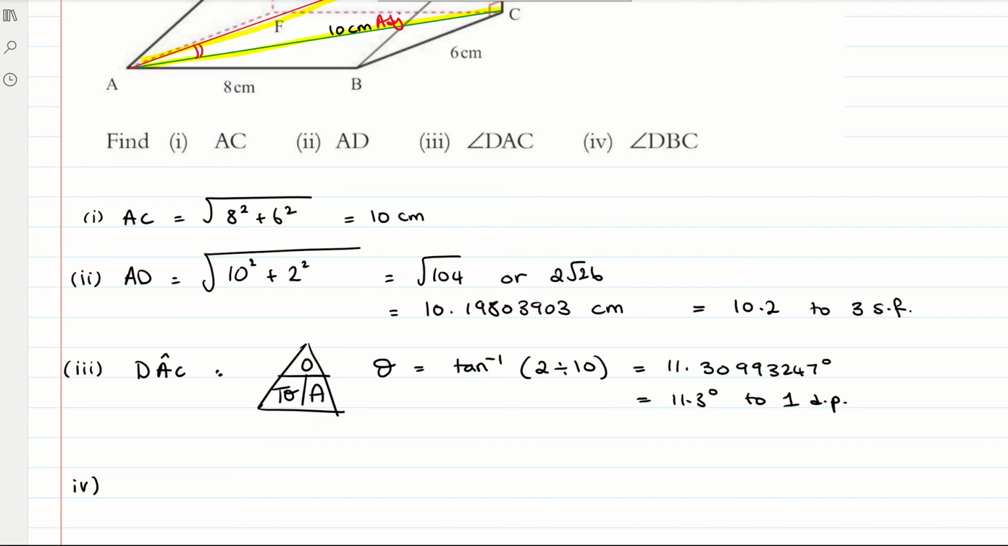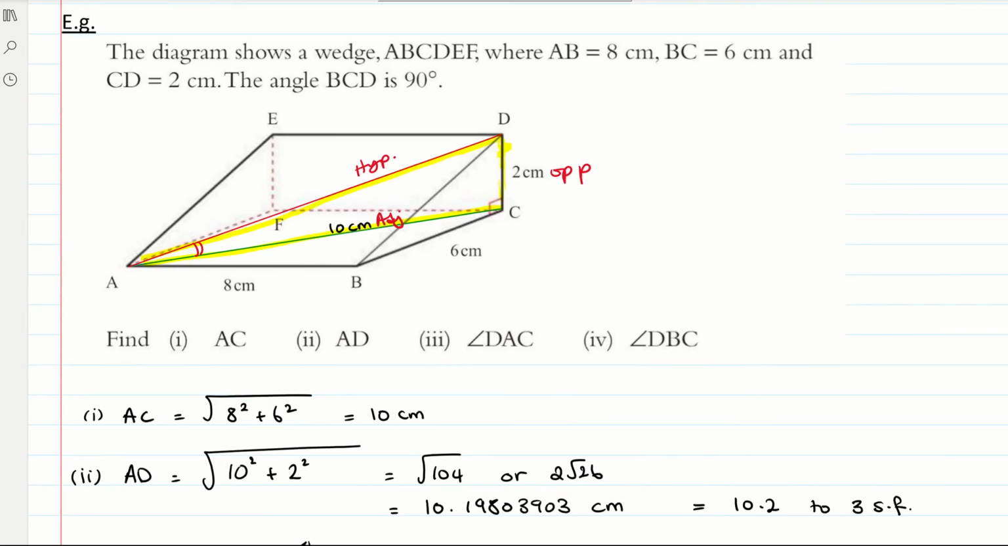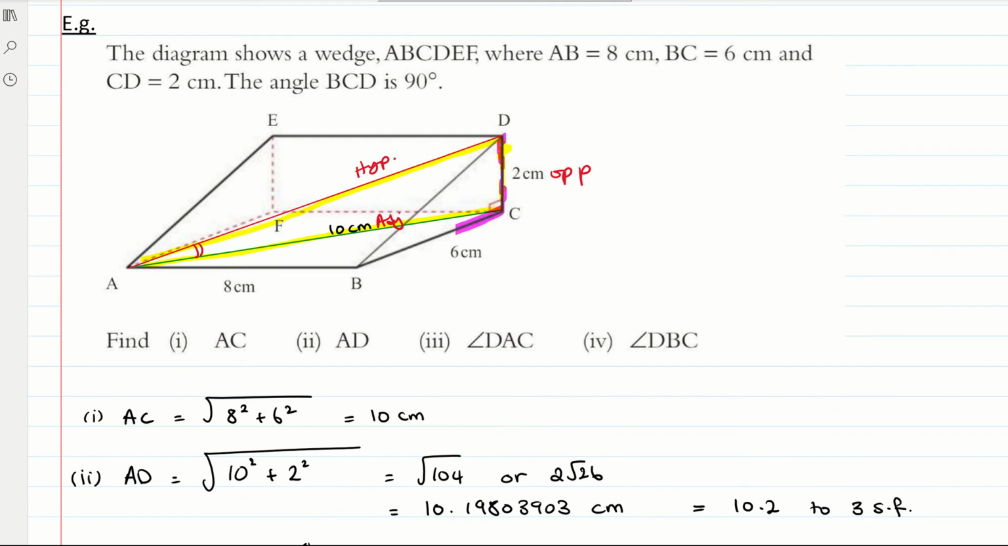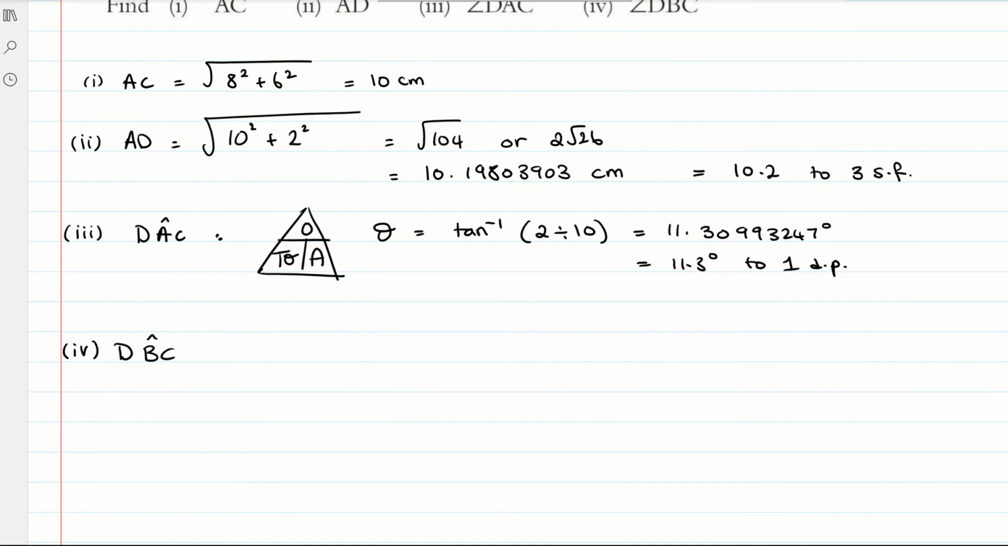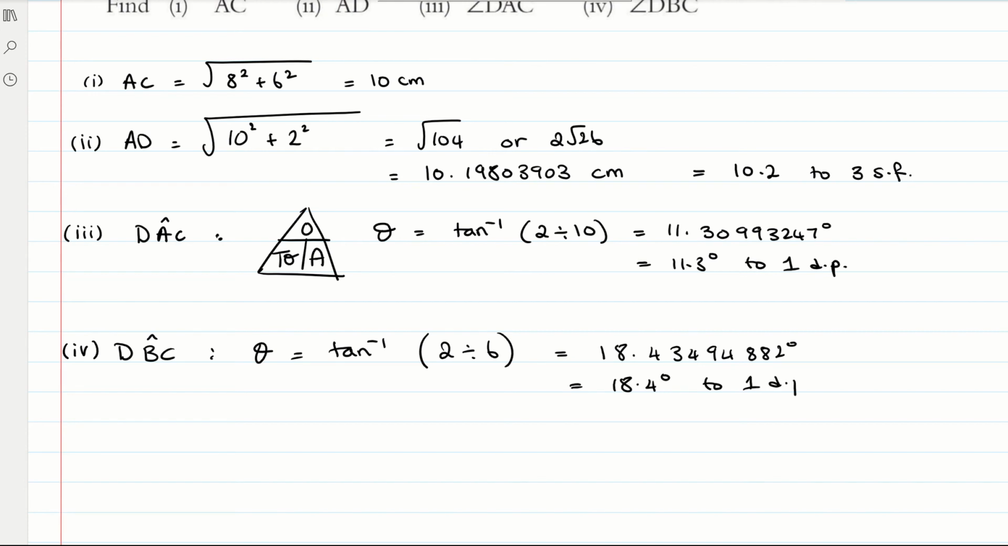And then question 4, they want you to find the angle DBC, and DBC is part of this, again, right-angled triangle with the opposite and the adjacent. So again, I'm using tan with 2 and 6. So theta is tan minus 1, opposite, which is 2, divided by adjacent, which is 6, and that's 18.434948882 degrees, which is 18.4 degrees to 1 decimal place.